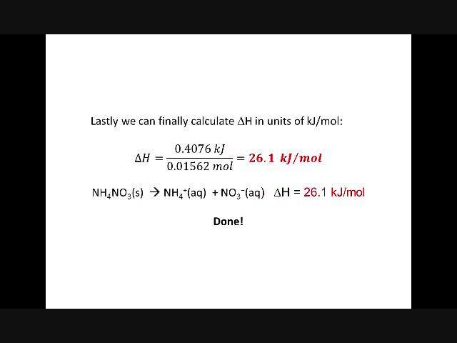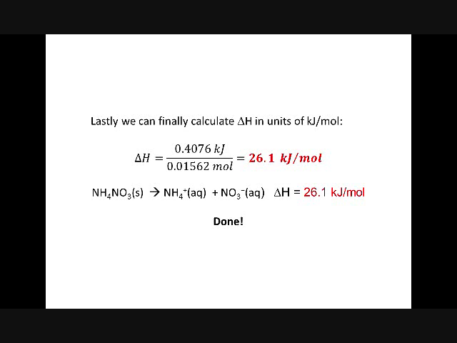We have everything we need to calculate delta H. We take the joules and divide by 1,000, which moves the decimal place 3 places to the left, divide by the moles. We get a value of positive 26.1 kilojoules per mole. We use this value to complete our thermochemical equation.